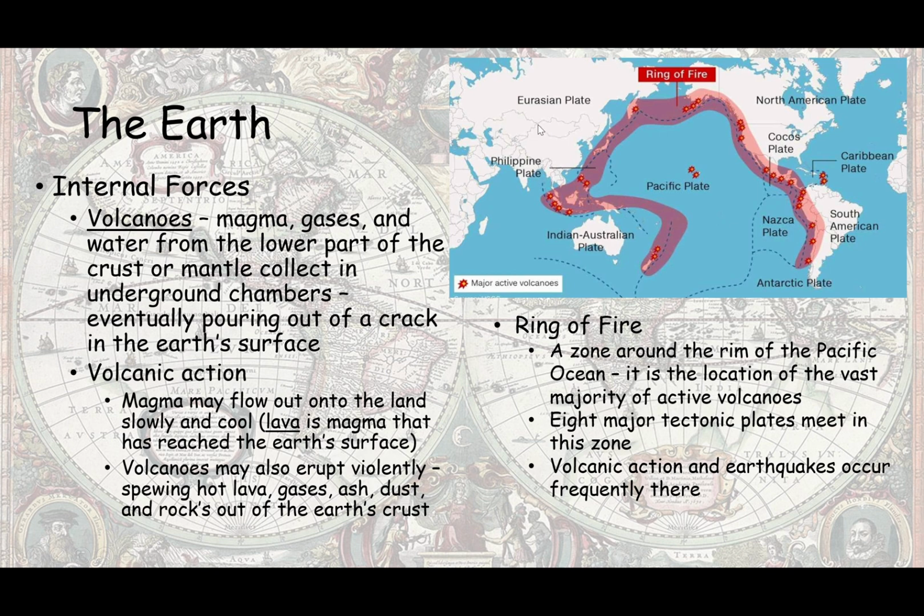Other internal forces, one is a volcano, and y'all know what volcanoes are. Now they look different. They're not all the cone shape, but here you have magma, gases, and water from the lower part of the crust or the mantle collecting in underground chambers, and they eventually are going to pour out of a crack in the Earth's surface. Now, magma could flow out onto the land slowly and cool, and that's lava. Lava is magma that reaches the surface, but you can also have violently erupting volcanoes, and that spews hot lava, gas, ash, dust, and rock out of the Earth's crust.